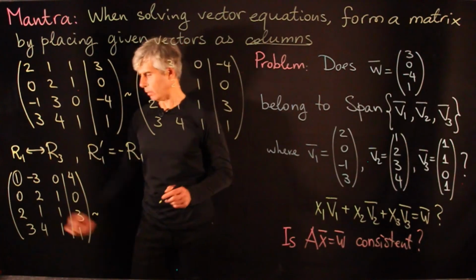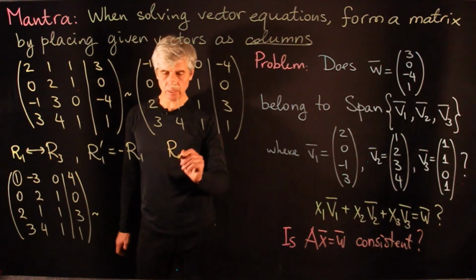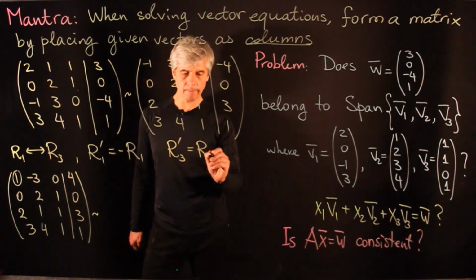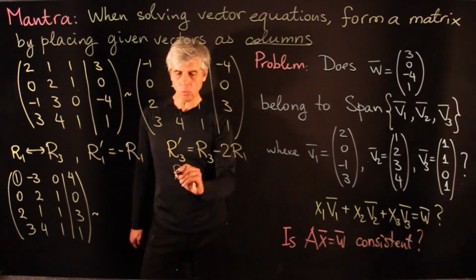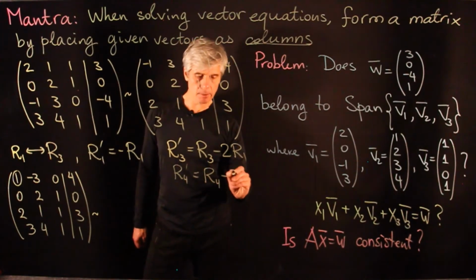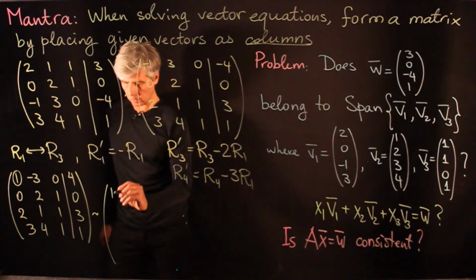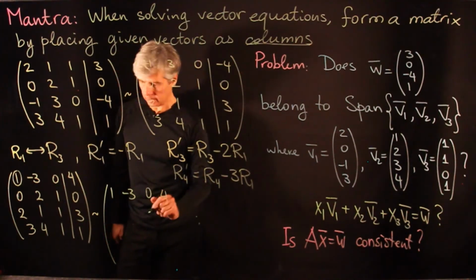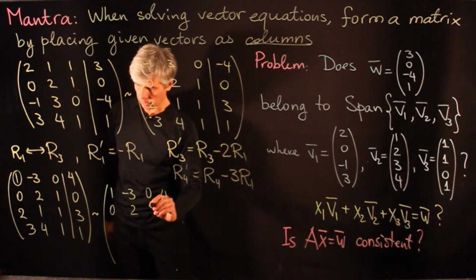So in the second row, we already have a 0. So what we need to do is we need to take new row 3 is row 3 minus 2 times row 1, and new row 4 is row 4 minus 3 times row 1. So we get the following matrix. So the first row is unchanged, 1, -3, 0, 4. The second row is unchanged, 0, 2, 1, 0.